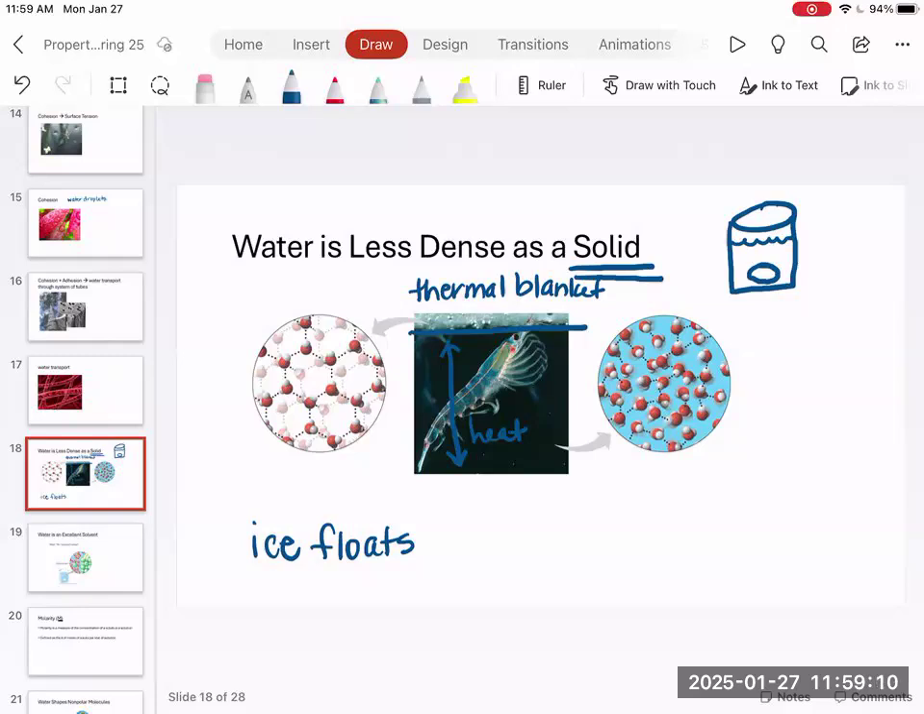Imagine if ice sank, the ice would start down here and it just would keep filling and completely freeze this little guy in a block of ice, and no life could exist in the water. But because it floats, it just creates this thermal blanket and retains that heat in the water layer below. So that's a pretty cool feature of water. Okay, so that one's pretty short. That's all I have to say about that one.